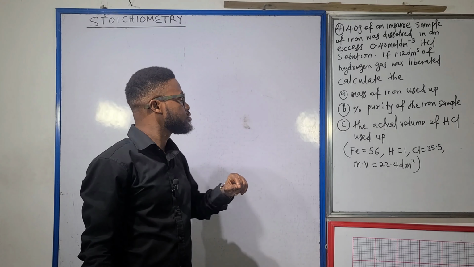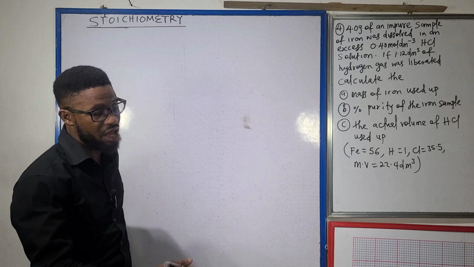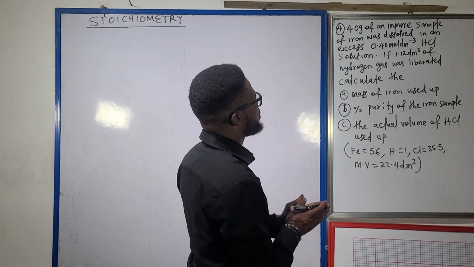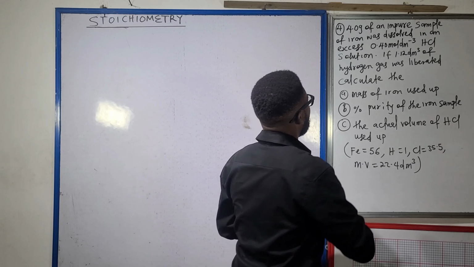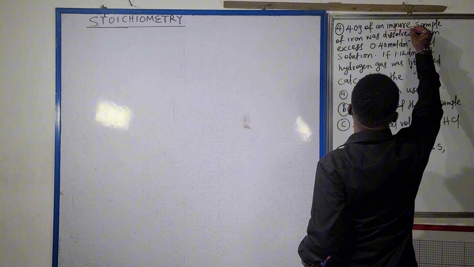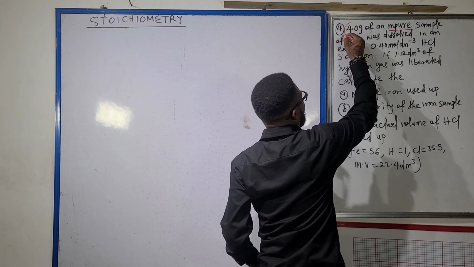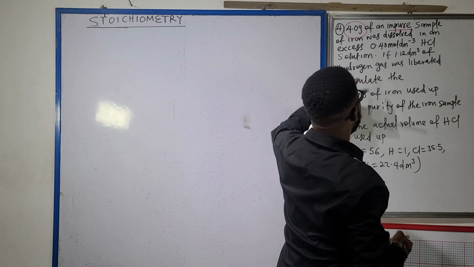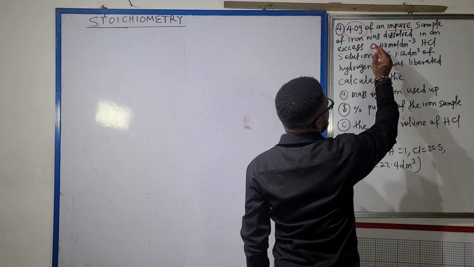Okay, moving on to question 4, we have another question, but this time I think the tempo is going to be a bit up. It says 4 gram of an impure sample of iron was dissolved, with emphasis on the fact that this is not pure. 4 gram of an impure sample of iron was dissolved in an excess 0.40 mole per dm cube HCl.